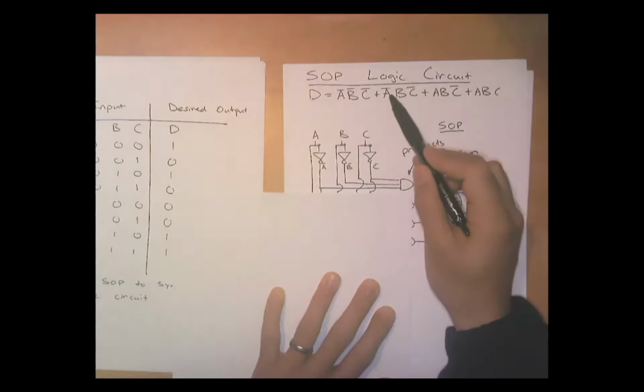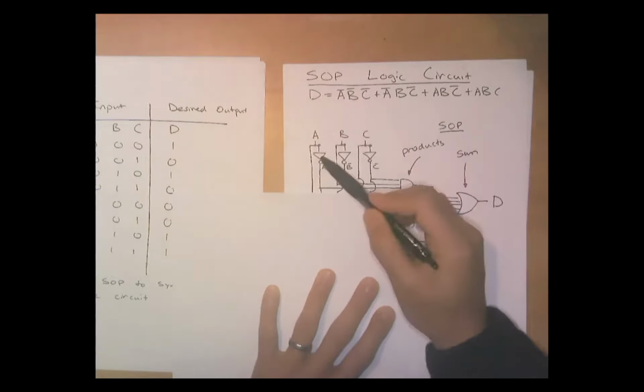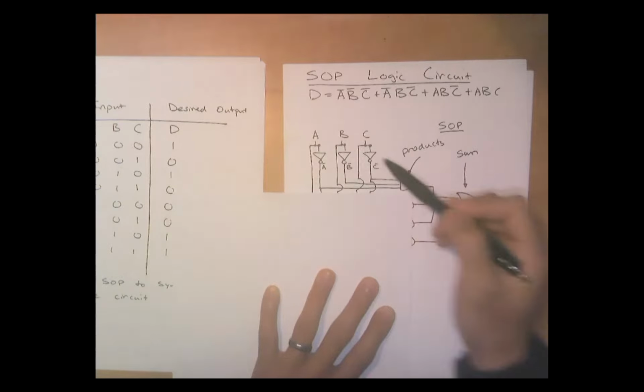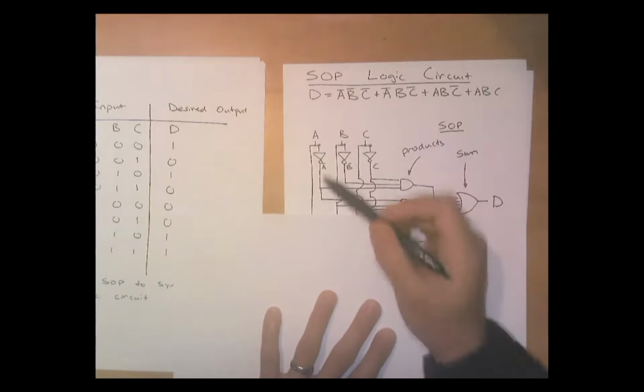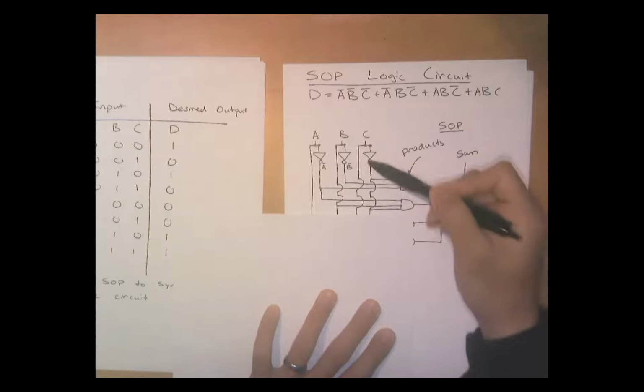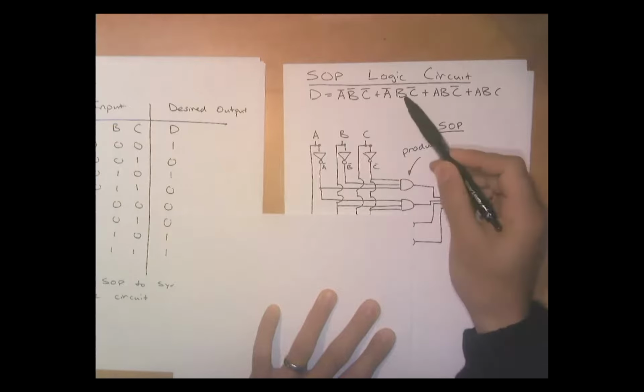I should get A bar, B, C bar. So I want this A bar, B, so notice it's on this side, B and C bar. So let's do that. A bar, good. B, excellent. And then C bar. That's this one. Okay, let's do the next one.